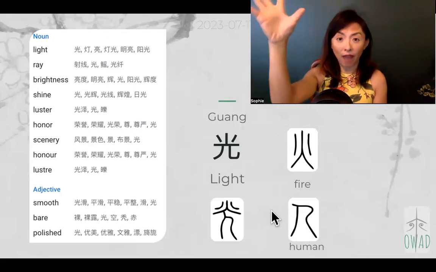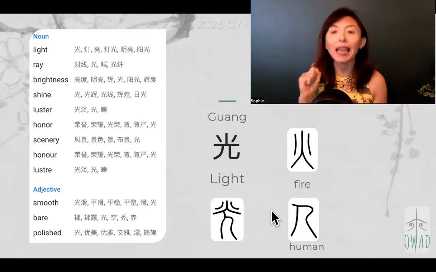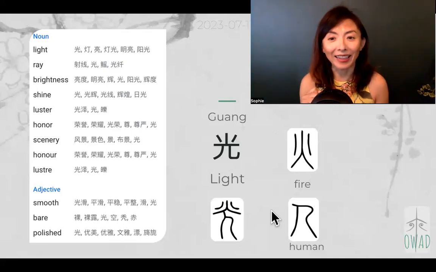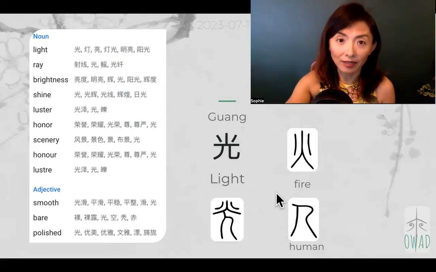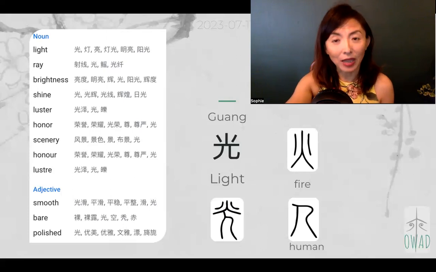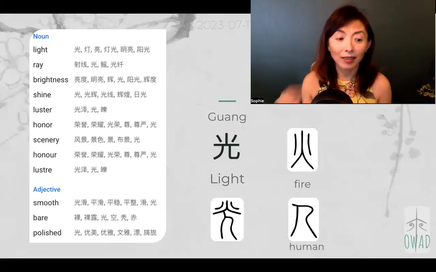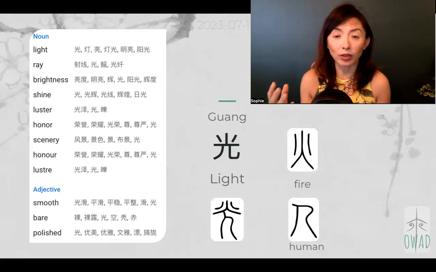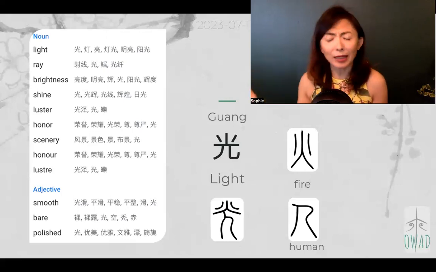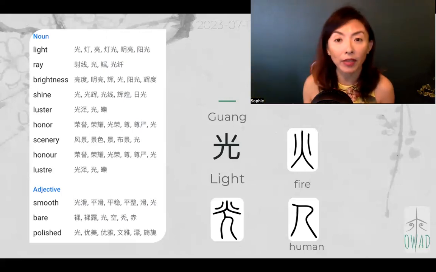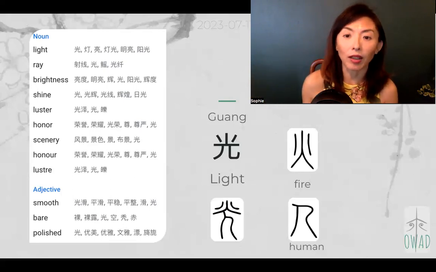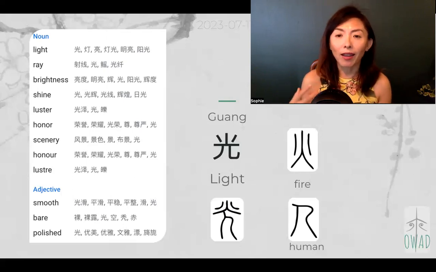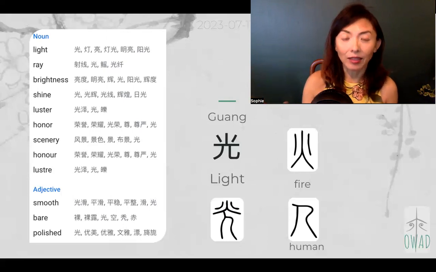So what does it mean to have fire above a human? It means the sun, actually. What's the fire that's over your head? That's the sun. And that's the light. Because before electricity, the sun in the sky is the only light source we have, right? I mean, besides candles, that's another human-made thing. But natural lighting, that's the sun we're talking about. And this is how we use fire above human as light.